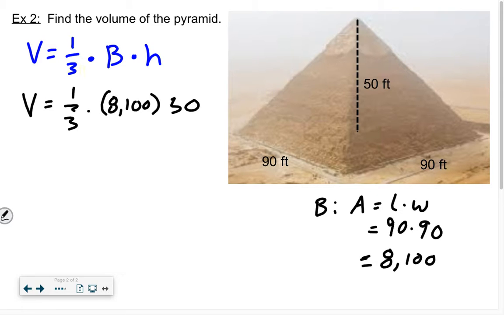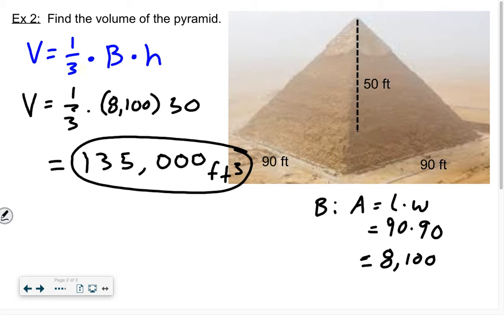And at this point, you should be able to divide 8,100 by 3. We know that's true because of our divisibility rule. And then you can multiply by 50. But lo and behold, if you do the math, you will find it to be 135,000, and in this case, feet cubed.